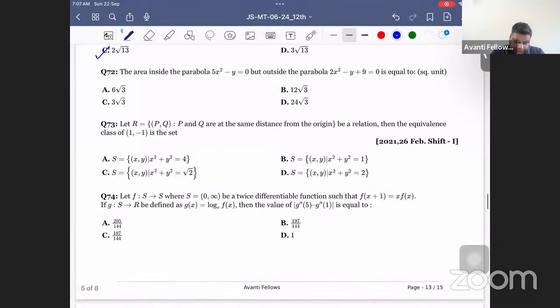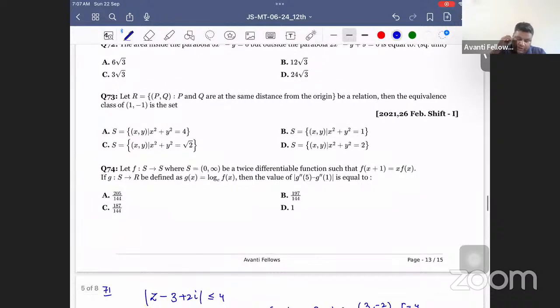Now, let R be a relation: P and Q are at the same distance from the origin. The equivalence class of (1, -1) is the set. Now what will the equivalence class be? Equivalence class will be all the points which are related to this point (1, -1). So the distance from origin of (1, -1) is root 2. So the equivalence class will be all the points lying on the circle, that is x square plus y square equals to 2. Am I clear?